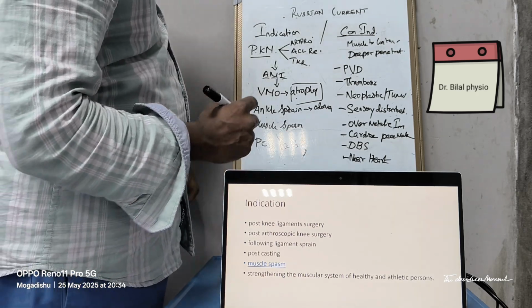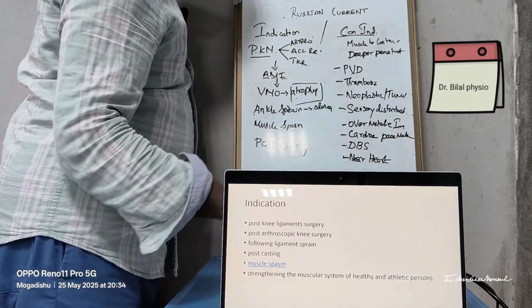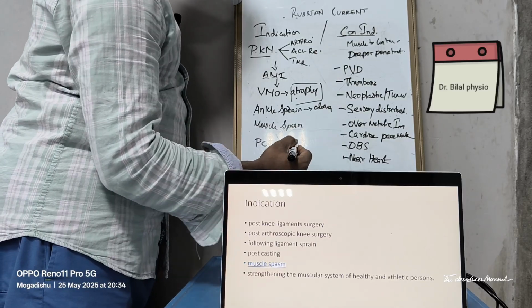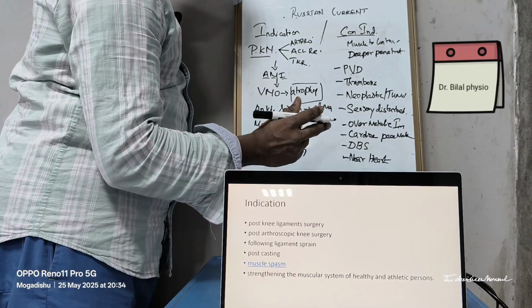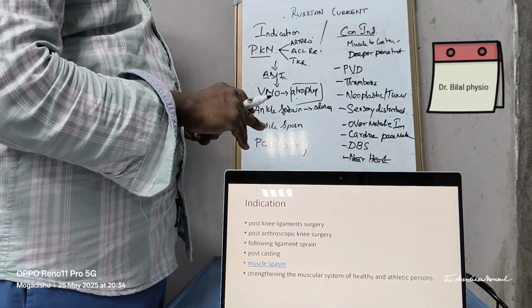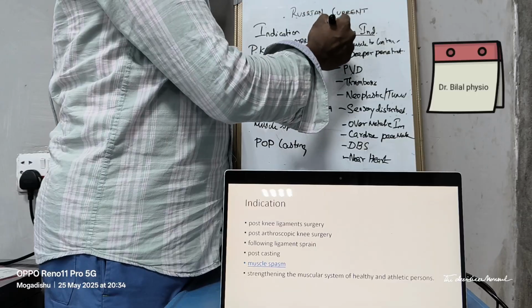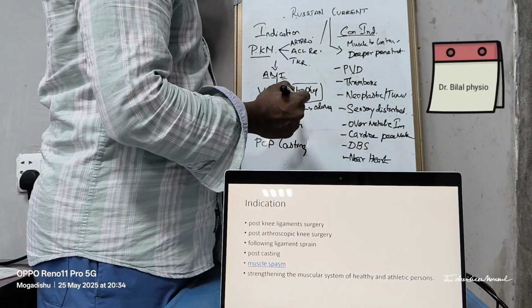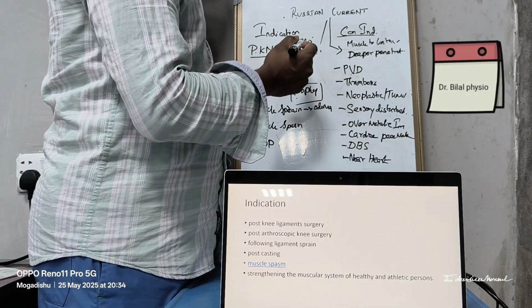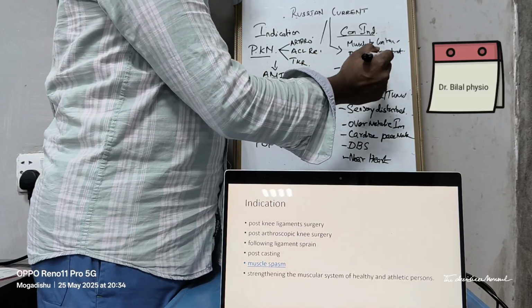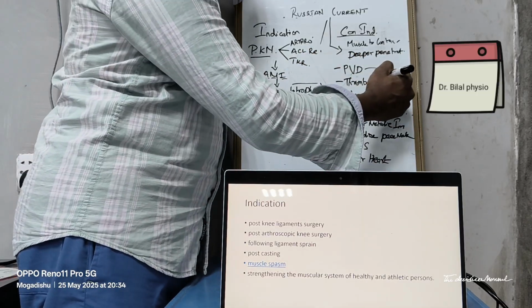You can use it for the distal region or the proximal region of the muscle when leaving the casting area. And the contraindications, as we discussed: this Russian current causes muscle contraction and the depth of penetration is also very deep. So we should not use it for peripheral vascular disorder patients and thrombosis patients.